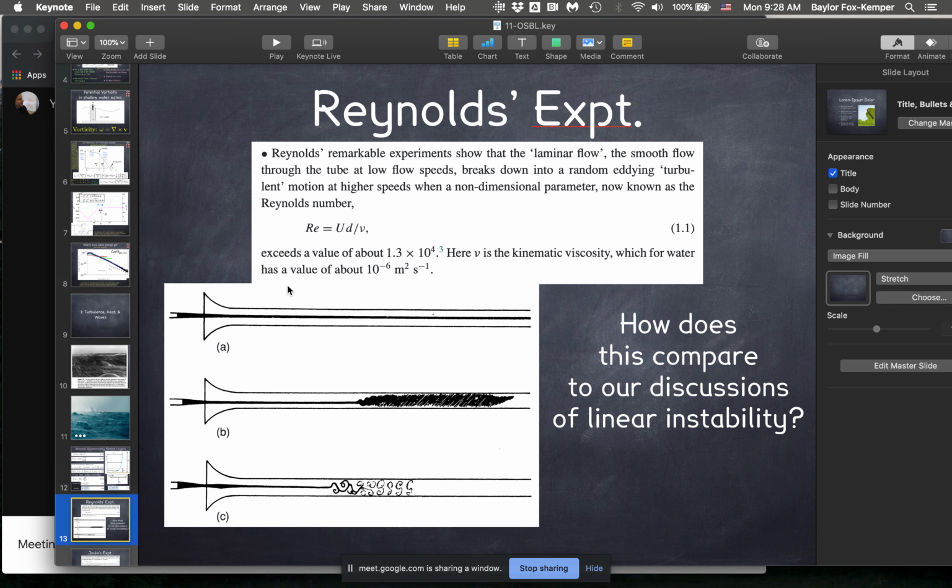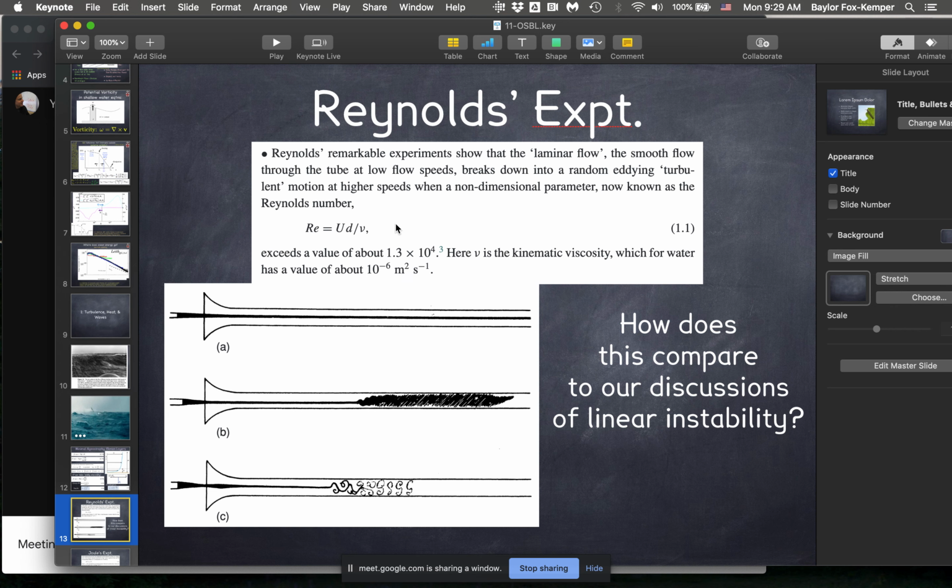So Reynolds did the dimensional analysis of this problem and figured that there should be a dimensionless ratio, which is now called the Reynolds number in honor of this experiment, which is the velocity of the flow times the width of this pipe, or the diameter of the pipe, divided by the viscosity of the fluid. He experimented with a couple of different fluids, with pipes of different diameter, and with different flow speeds, and showed that there was a critical Reynolds number beyond which turbulence developed, which is about 10,000.